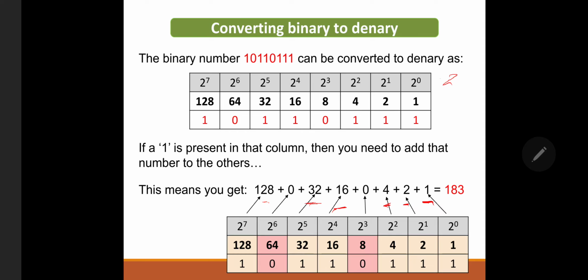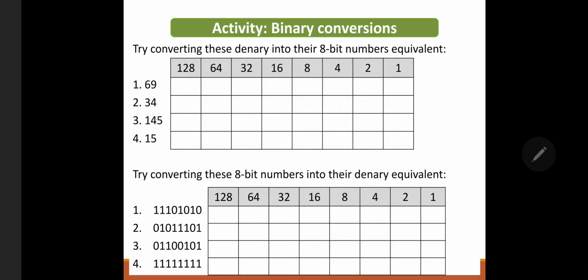If we should write them out and add them together like this, we will get 183. That's all it's asking you. This is the easiest way to do it. There's another way to do it. I can show this in a different video, but this is the easiest way to do it.